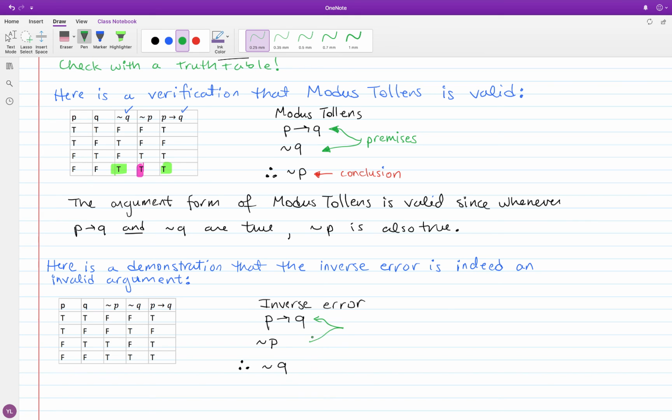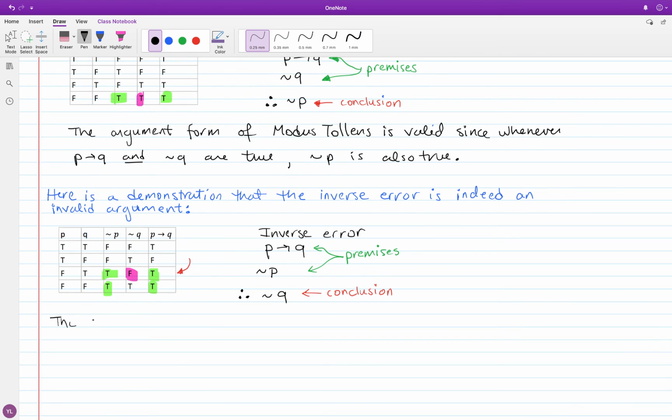So I identify the two premises in the chart, so that's the third and fifth column, and I find where both of those premises are true. There are two rows that have both premises being true, the second to last and the last. And unfortunately, the conclusion not Q is false in one of those situations. So I just need to find one instance of the premises being true while the conclusion is false to demonstrate that this argument form is invalid.